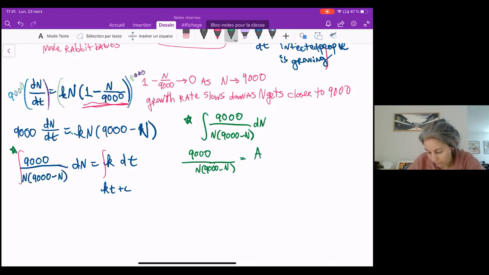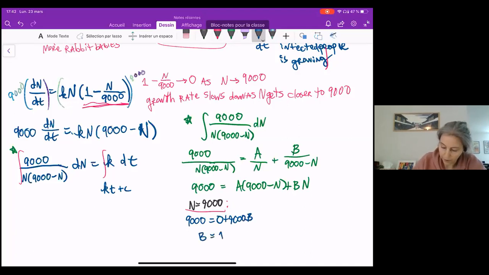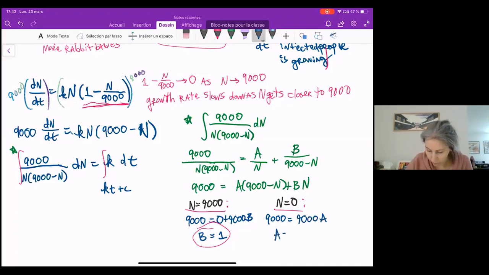To get A over N plus B over (9,000 minus N), which gives us 9,000 is equal to A times (9,000 minus N) plus BN. Now the zeros of my denominator there: we're going to let N equal 9,000, which gives me 9,000 is equal to 0 plus 9,000B, which gives me B equals 1. And my other zero here was N equal to 0. When we plug that in, we end up with 9,000 is equal to 9,000A, which gives me A is equal to 1.